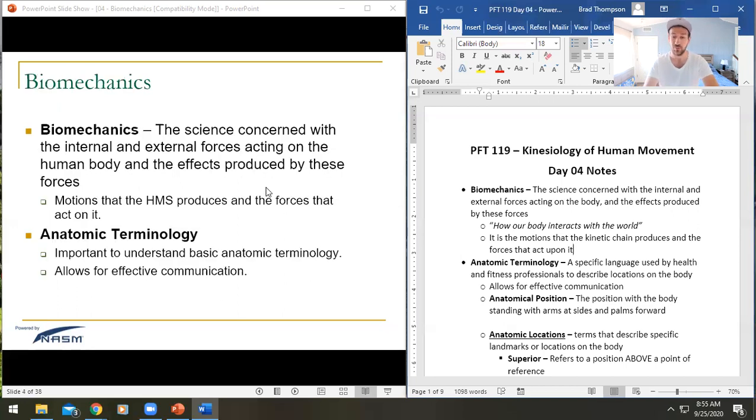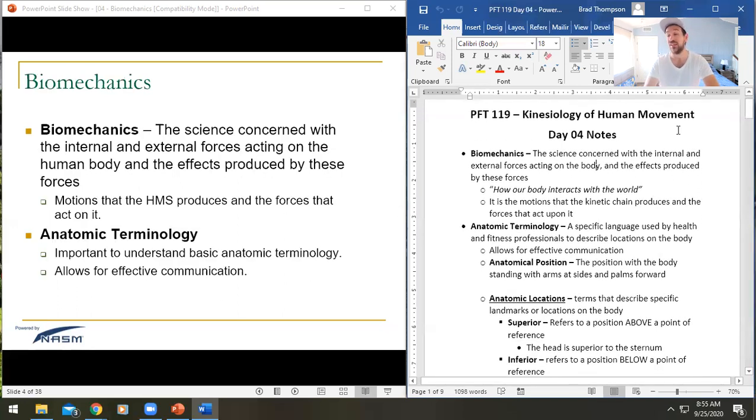So what we're really discussing in the end is biomechanics, right? Biomechanics is the science concerned with the internal and external forces and how they act on the body. So it's basically how we describe how our bodies work in this world, how they interact with the outside world. And so it's the motions that your kinetic chain produces and all the forces that are acting on it.